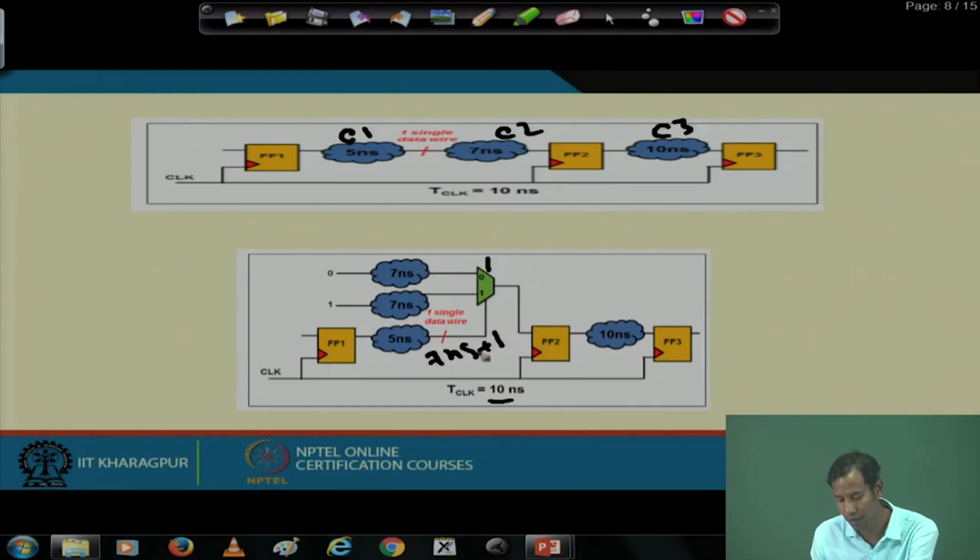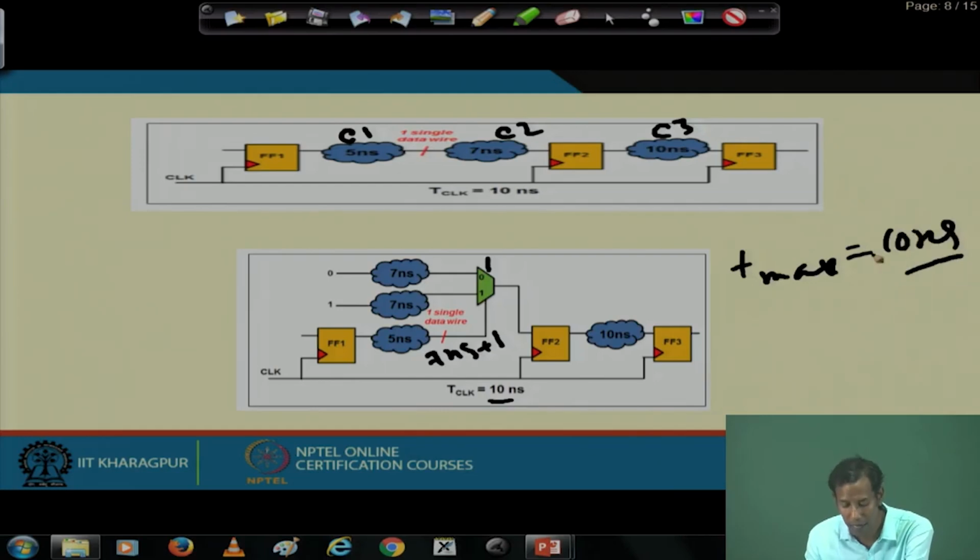So, in this particular case the T max will be 10 nanoseconds, and now I can very easily achieve the clock cycle time of 10 nanoseconds. In the earlier design I could never achieve a clock period of 10. I made the architecture changes, and now I can achieve the speed requirement of 10.